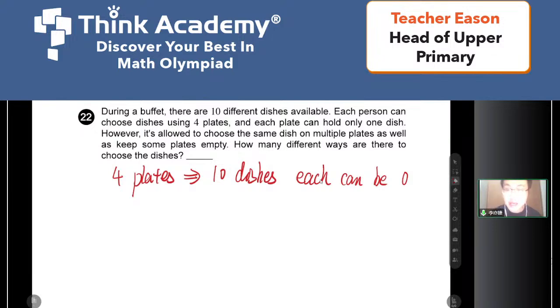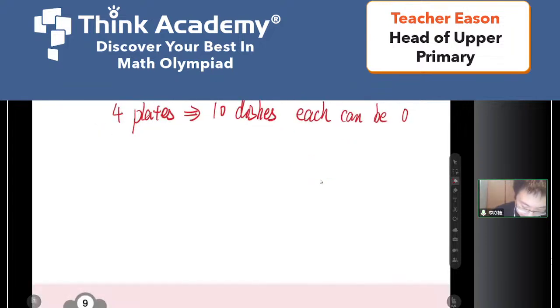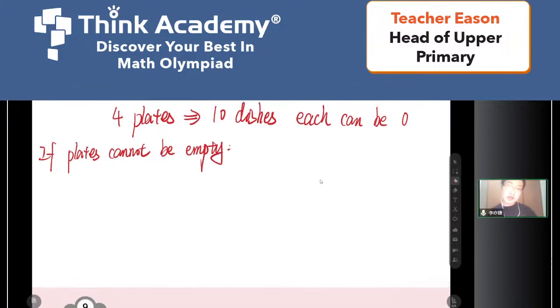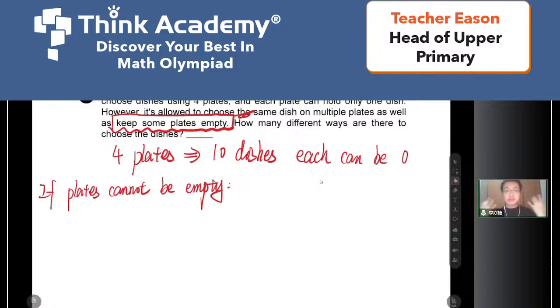Also, it says that the plates can be empty as well. So firstly, let's ignore this condition. If the plates cannot be empty, we just solve an easier question. We must use up all the 4 plates, so it's just like distributing 4 plates into the 10 distinct dishes.